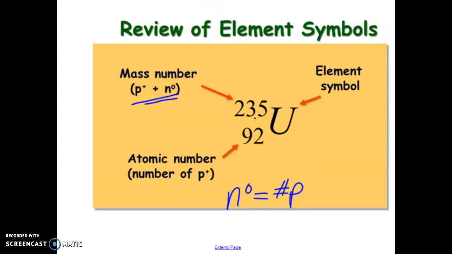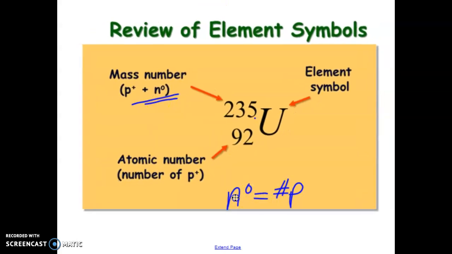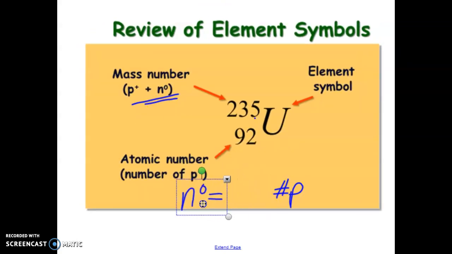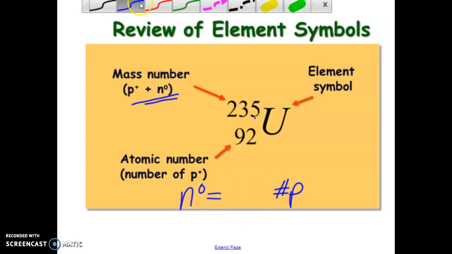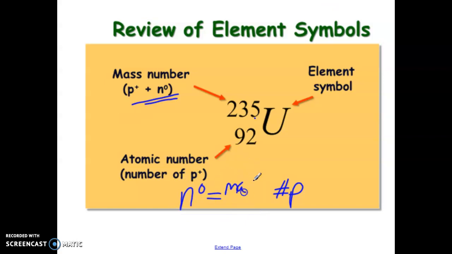Let's shift this over. I should have made more room for myself. So what we would do is take our mass number and subtract the number of protons, right? If our mass number is protons plus neutrons, and we subtract the number of protons from this number, we would get the number of neutrons.